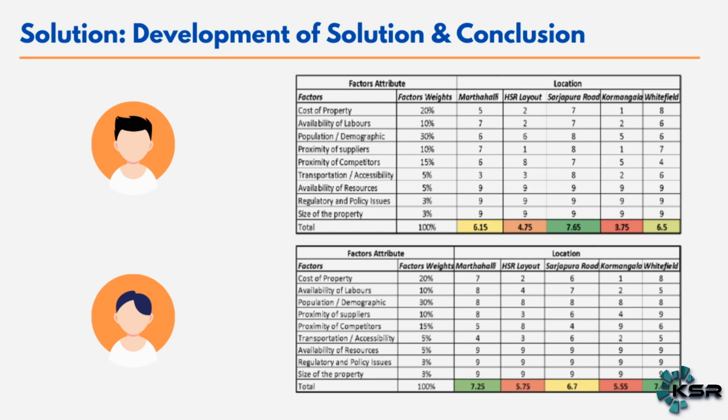Availability of resources, regulatory policies and size of the property. Here we assume all 5 locations are in Bangalore, so these parameters don't play much of a role, and everybody gets a rating of 9. One thing to note, guys: the factors or weights were calculated using the ASP model, and how to calculate these factors I'll train you in detail in the advanced Excel module.